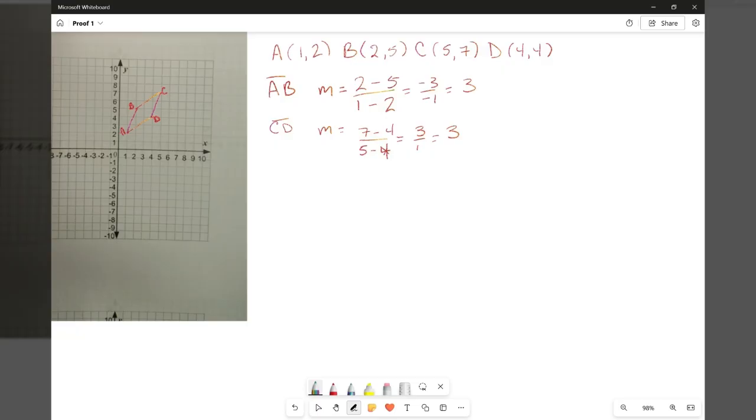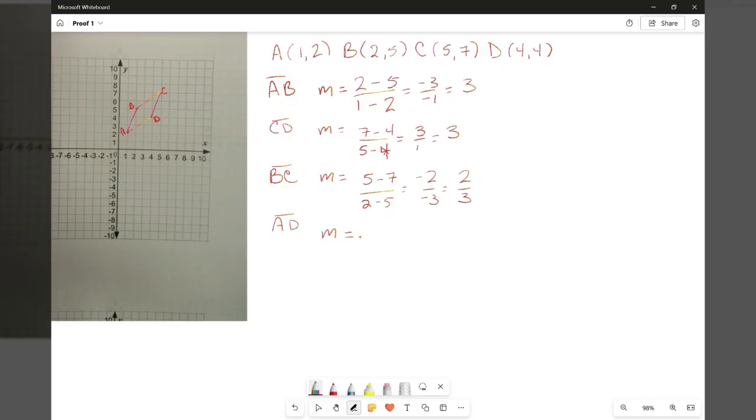Now I need to see if BC and AD are parallel. So BC, the slope is 5 minus 7 over 2 minus 5. And that is equal to -2 over -3, which is 2/3. So obviously we do not make a right angle with AB or CD because it would have to be -1/3 for it to be a right angle. But we're going to see if BC is parallel to AD.